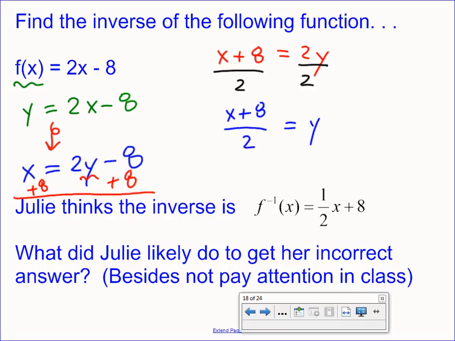And then step 4, my last step, what do I have to do? Luke? Change it to f minus 1. Good. We'll rewrite that new y as f inverse of x, and that is equal to x plus 8 all over 2. So here's my inverse.